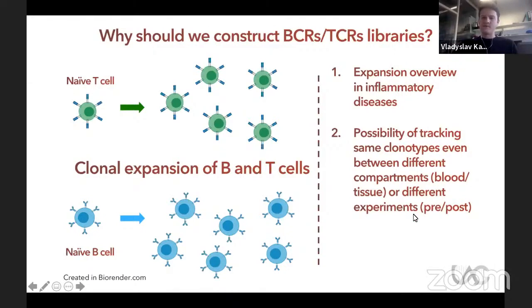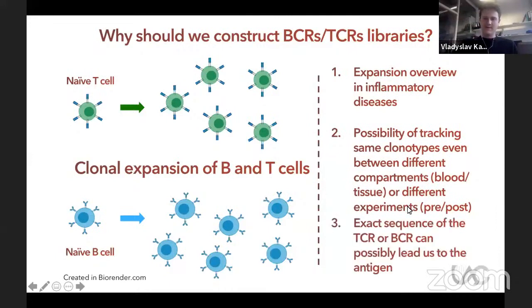For example, if you have a cohort of patients that will be treated, you can take a sample out of the blood of these patients before the treatment and after the treatment. And with the help of these BCRs and TCRs, you can track the same clonotype and then maybe measure that some of the cells will decrease in their activity and the other ones will increase and so on. So it's a very useful tool to even compare samples between different time points.